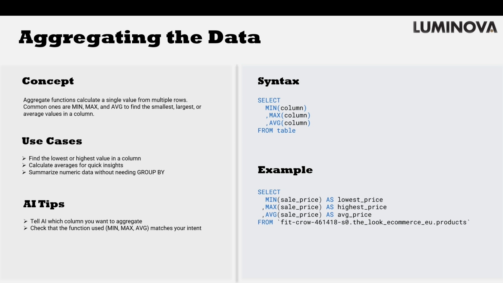Another use case is quality control. You can find the minimum and maximum delivery times to see whether there are outliers. Or you can calculate the average and standard deviation of a metric to measure consistency.